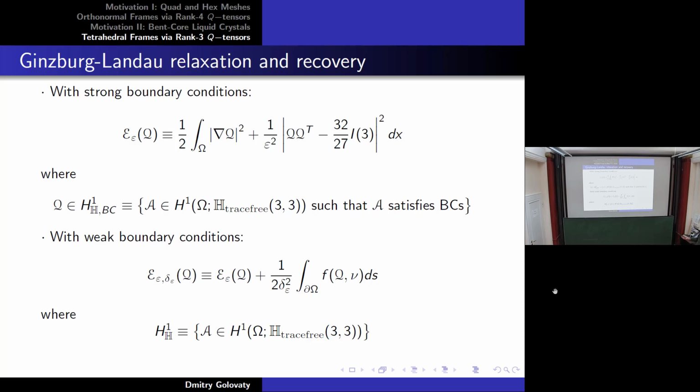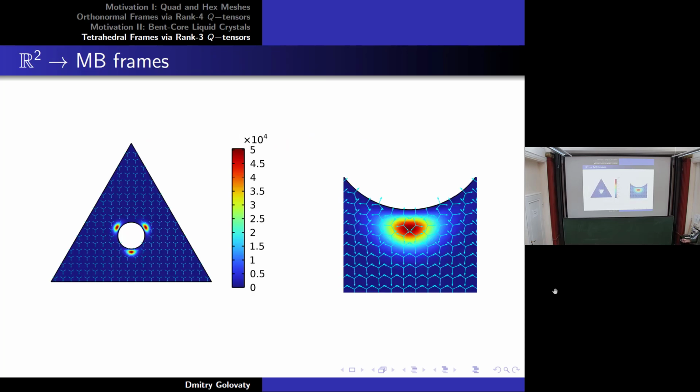Again, just like before, we can either prescribe the boundary constraint, or we can do an associated surface energy with this. And more pictures. So in this case, first I'm talking about this Mercedes-Benz, MB, frames.